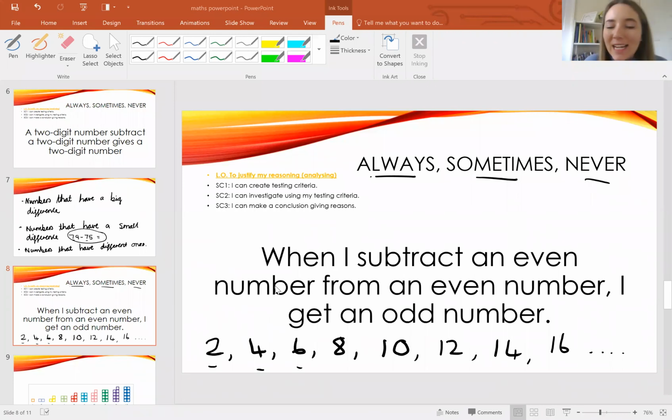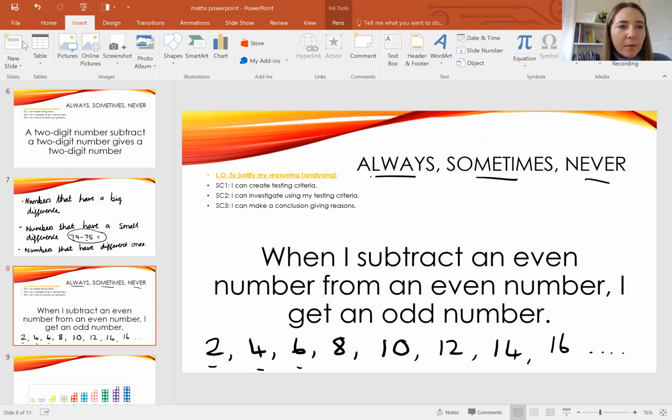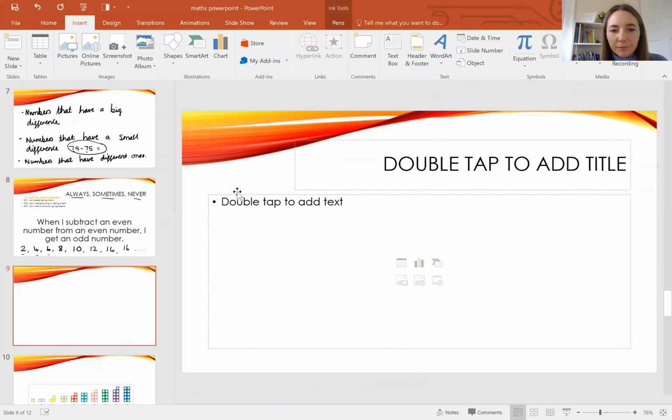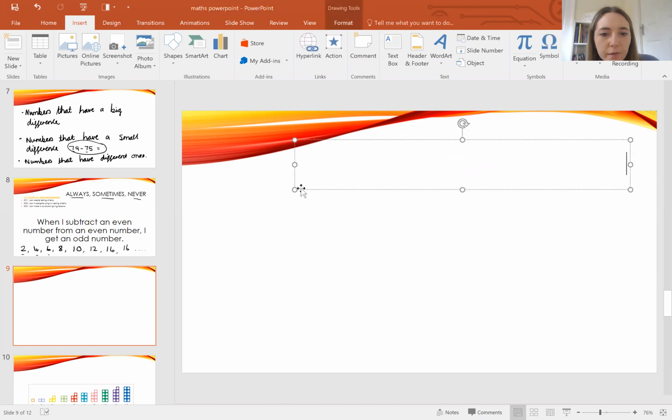Okay, everybody, have you done that? So you've come up with your testing criteria for this statement. When I subtract an even number from an even number, I get an odd number. So I've come up with some testing criteria myself. I wonder if mine was similar to yours. I would like to test whether, well, I've got to test all even numbers, first of all. They've got to all be even numbers.